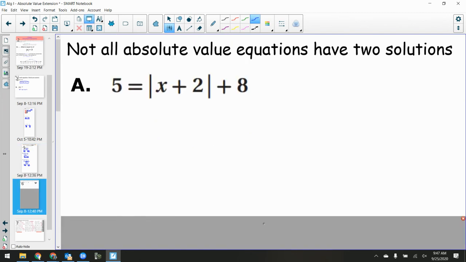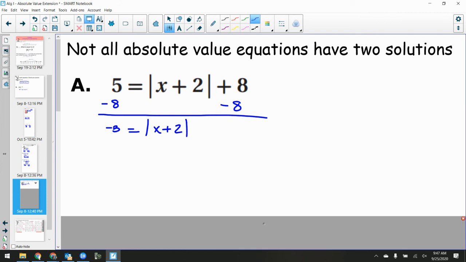Not all absolute value equations have 2 solutions. I am insinuating here that something weird is going to happen with this one. Let's try to solve it like we would any other one. What would I do to solve this one? Good, subtract 8. Subtract 8, so that means I get negative 3 is equal to the absolute value of x plus 2.